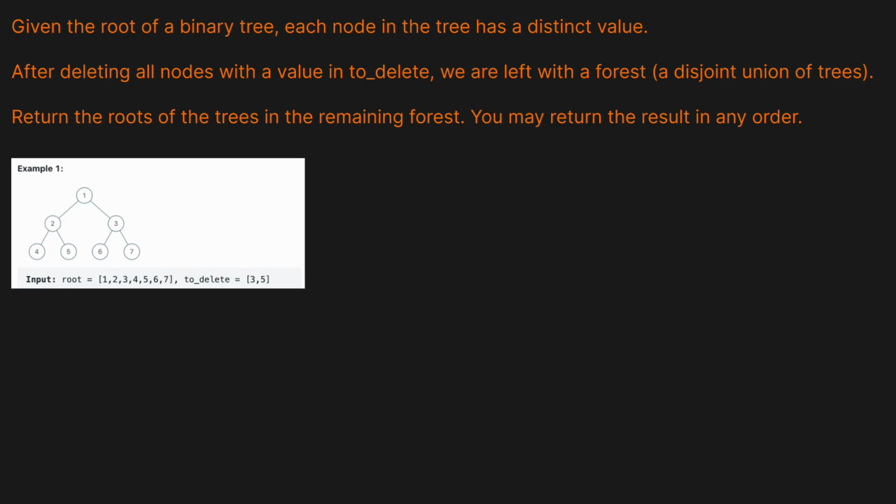Alright, given the root of a binary tree, each node in the tree has a distinct value. After deleting all nodes with a value in toDelete, we are left with a forest, a disjoint union of trees. Return the roots of the trees in the remaining forest. You may return the result in any order.